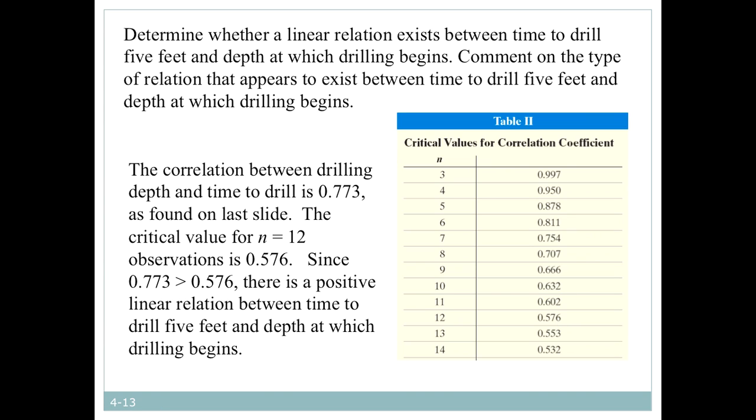Now, since our linear correlation coefficient is greater than 0.576, we can say that there is a linear relation between the two. And since our linear correlation coefficient is positive, we can say that there is a positive linear relation between the time to drill 5 feet and the depth at which the drilling begins.